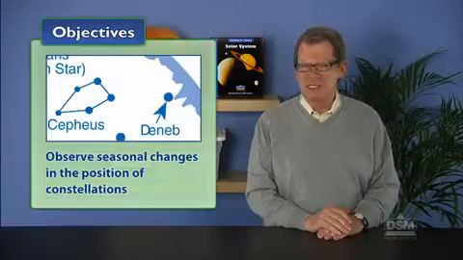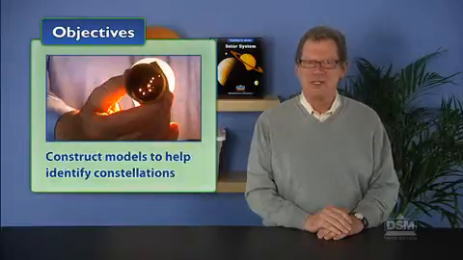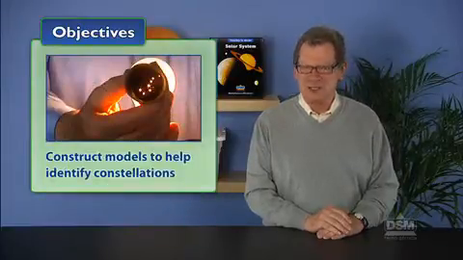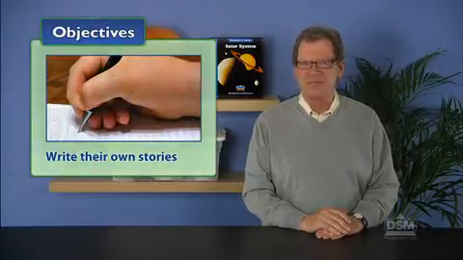In Activity 12, Constellations, Stories in the Sky, students investigate constellations. They first observe seasonal changes in the position of constellations, then construct models to help identify several constellations. To conclude the activity, the students write their own stories about the origin of one of the constellations.